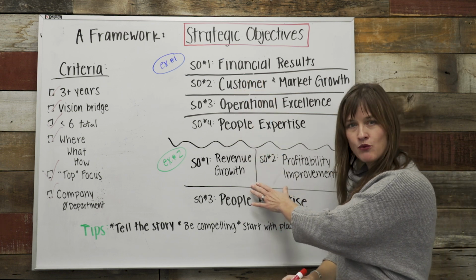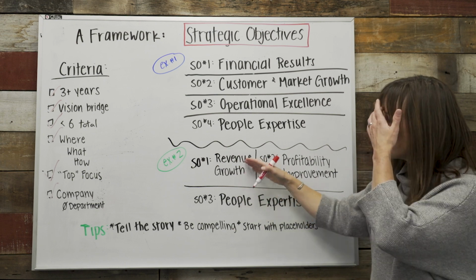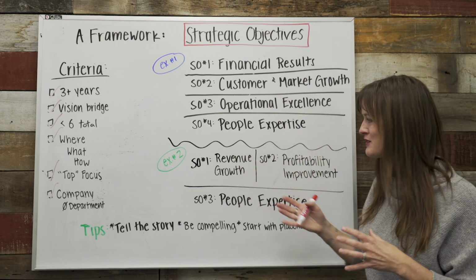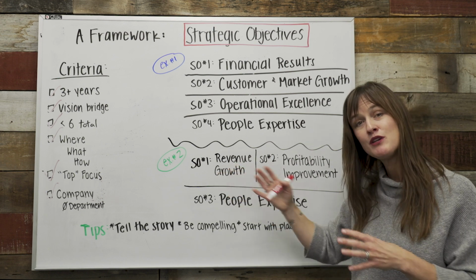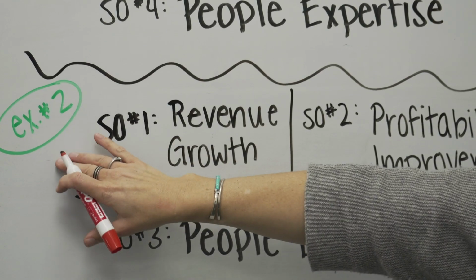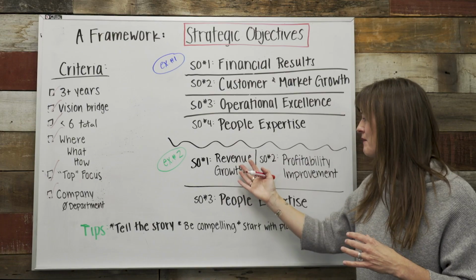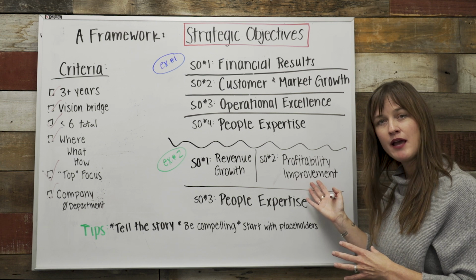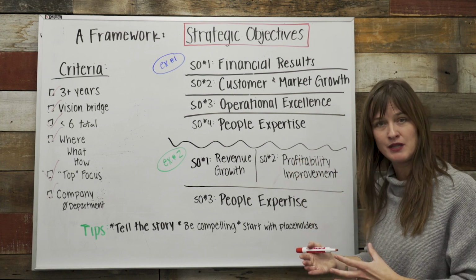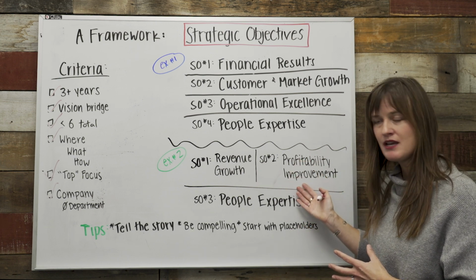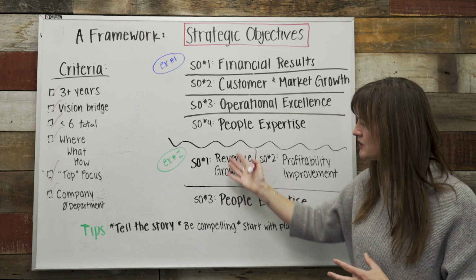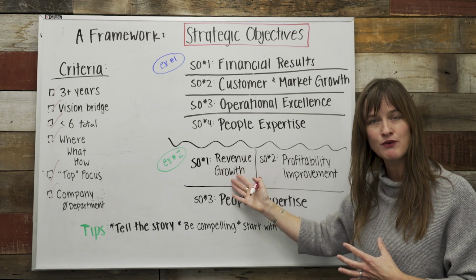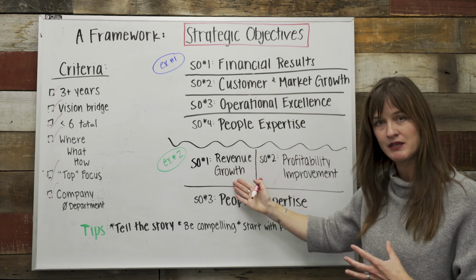A separate framework, or a different framework, might be by theme. And this is similar, but a little bit different. So one strategic objective might be revenue growth. It might be your whole growth theme. And then another strategic objective might be your profitability improvement or your bottom line theme, if you will. So all of the goals and initiatives under growth would be literally under growth, and your top line numbers here would be revenue. So separating out a little bit here.